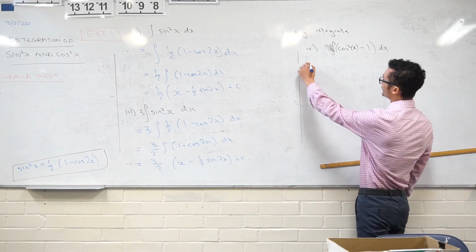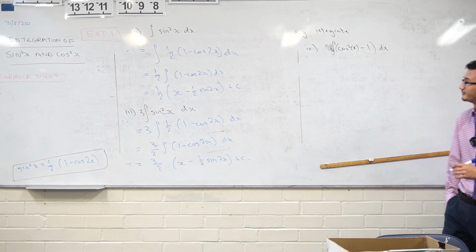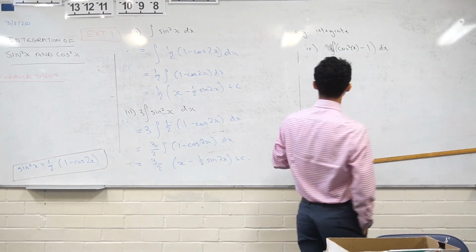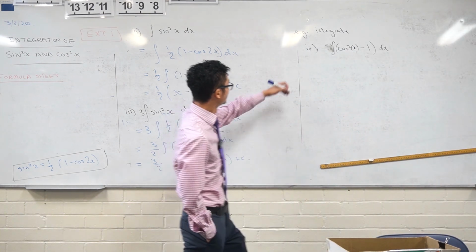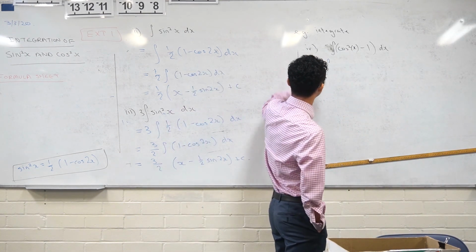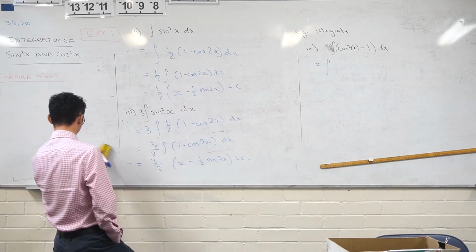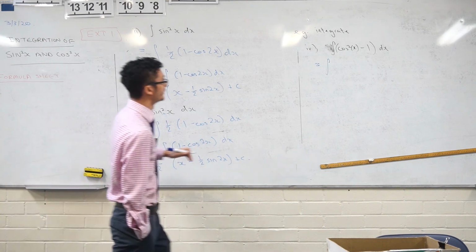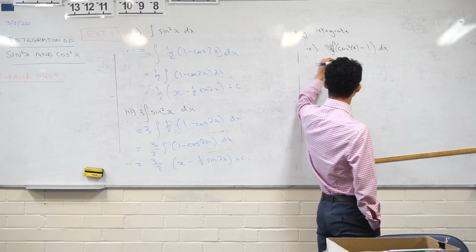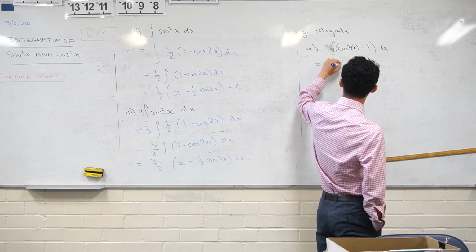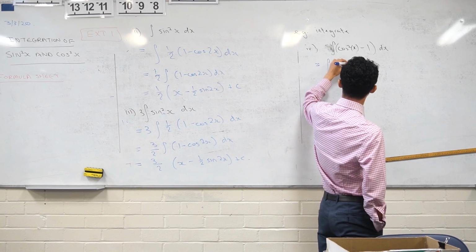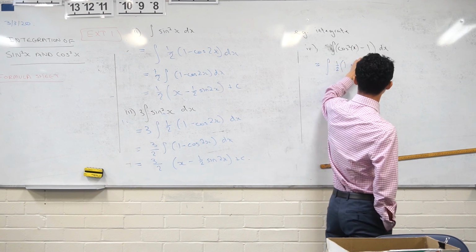All right, next one. Callum, what do we have to do with this guy? What's our first substitution we could use? One is just to get cos squared. Yeah, so what would that be? So half 1 plus cos 2x. Easy, okay.